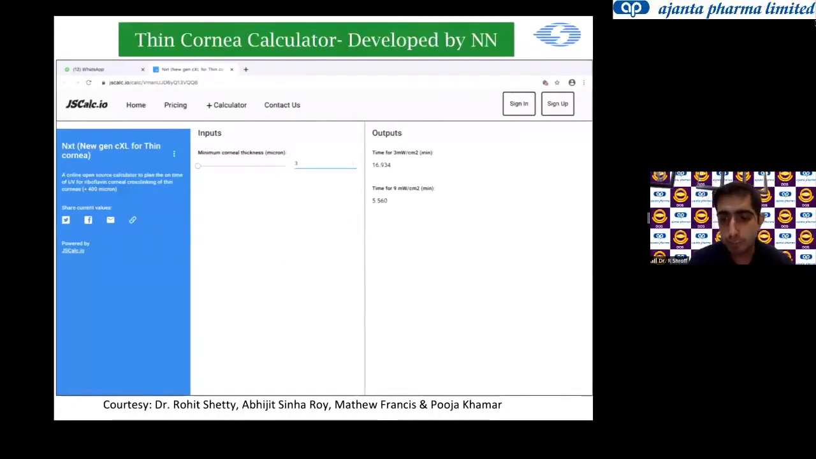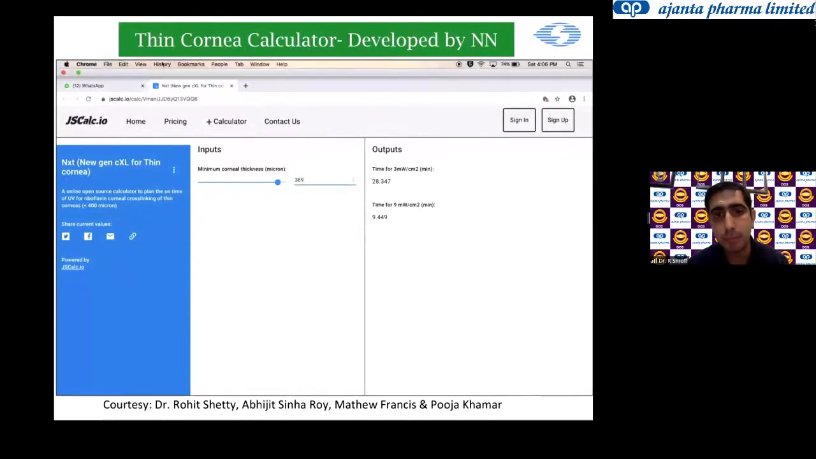Dr. Rohit and group have also created a calculator for this, and this is a link where you can feed in the value of the corneal thickness, and it tells you the amount of time that you need to apply the UV light for.